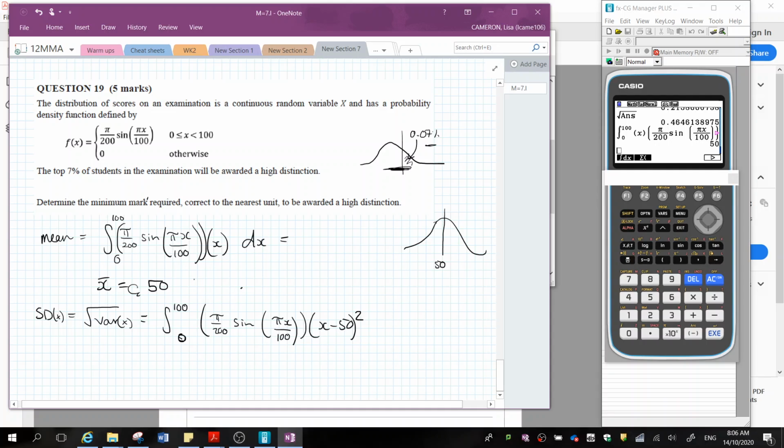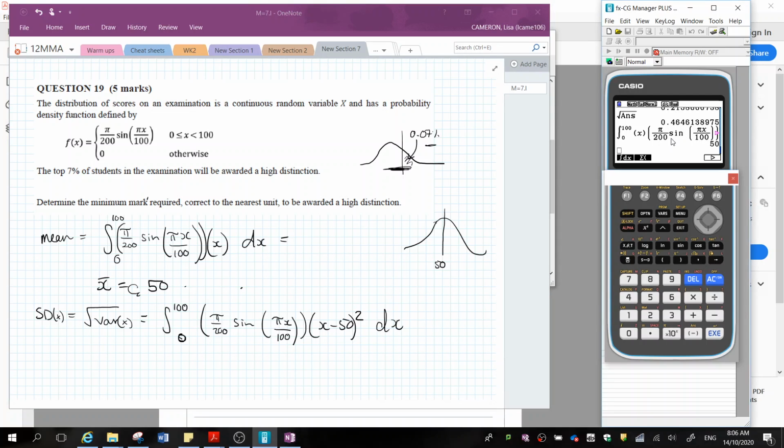Now I'm using this one because it gave me an exact answer. If it didn't give me an exact answer and it gave me an ugly decimal, I'd have to take this answer forward, which means I'd have to re-enter the whole thing into the calculator. But because it gave me a nice answer of 50 here, I'm just going to adjust it over here. So here where I've got x, I'm going to put minus 50, and I'm going to square that. Press enter. Whoop, that's not good.